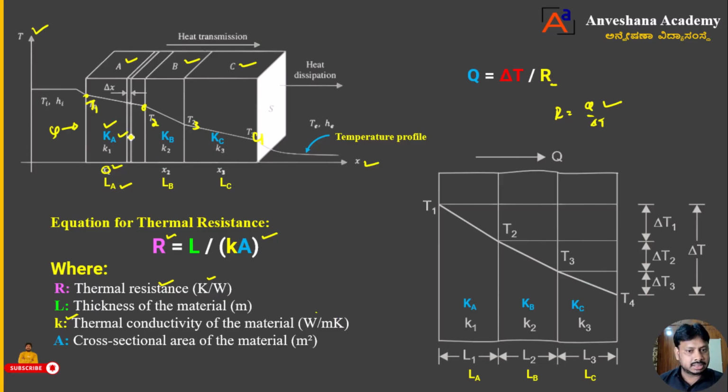Material A having thermal conductivity Ka, material B having thermal conductivity Kb, material C having thermal conductivity Kc. Dear students, as I told, some authors will give the notation for thermal conductivity as K1, K2, K3. It's up to you. Then A is nothing but what? Cross sectional area or area of material 1, area of material 2, you can give AB. Then area of material C you can give AC. That A represents the cross sectional area for the material.